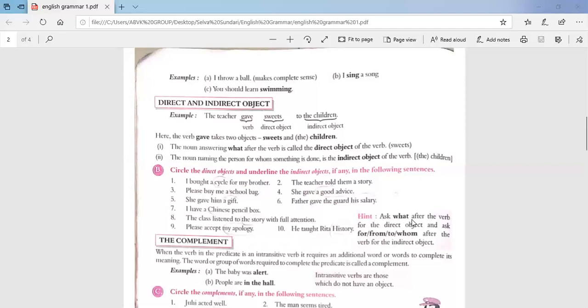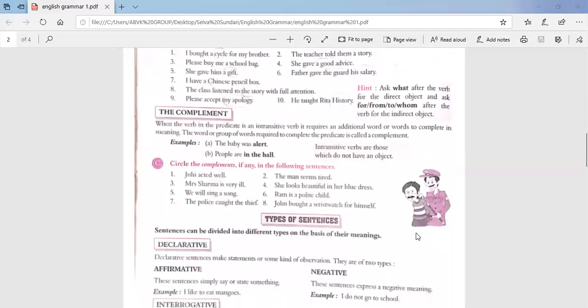Hint: ask what after the verb for the direct objects, and ask for, from, to, whom after the verb for the indirect objects. See this, if you ask these questions, you will get the answer. So you can decide whether it is a direct object or an indirect object. Now coming to the complement.